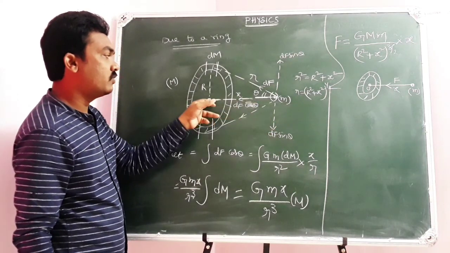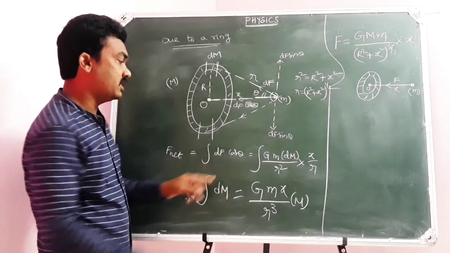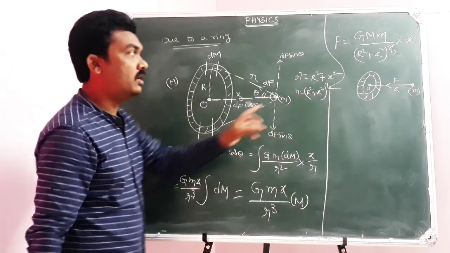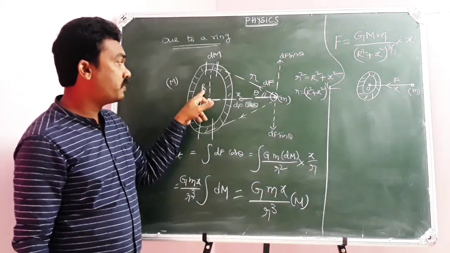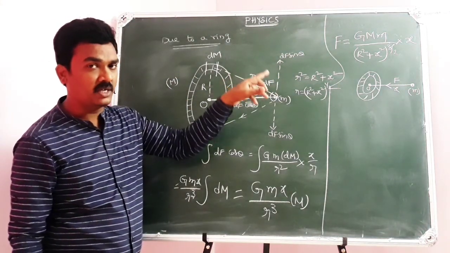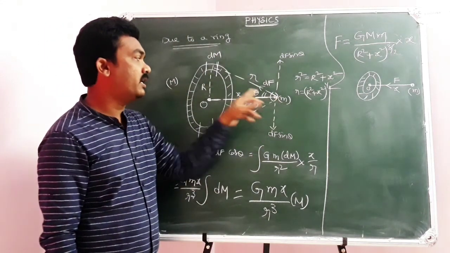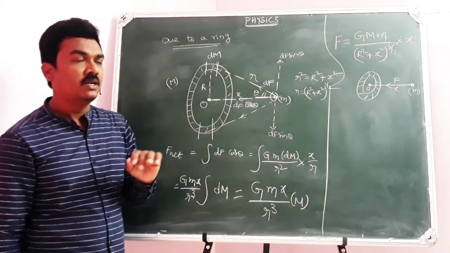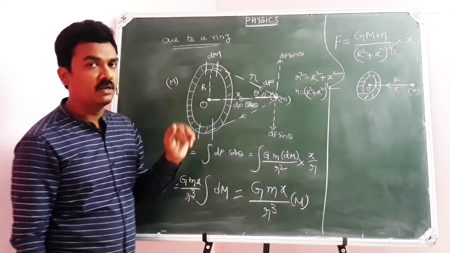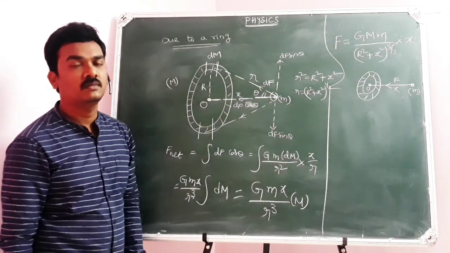The net force will be towards the center of the ring, which is the integral of dF cos theta, that is F equal to G capital M small m by (R square plus x square) whole power 3 by 2 into x, where x is the distance of the point mass from the center on the axis of the ring. Capital R is the radius of the ring. Capital M is the mass of the ring. Small m is the point mass.